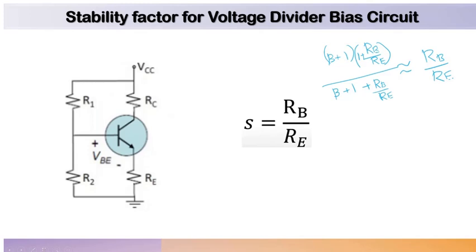Here it is not dependent on beta. So here S is depending on the base equivalent resistance RB and the emitter resistance RE in the case of voltage divider bias circuit. So we can say this circuit, that is voltage divider bias circuit, is more stable. It is the most stable biasing circuit. Okay, so this is all about stability factor. So with this I am concluding today's topic.